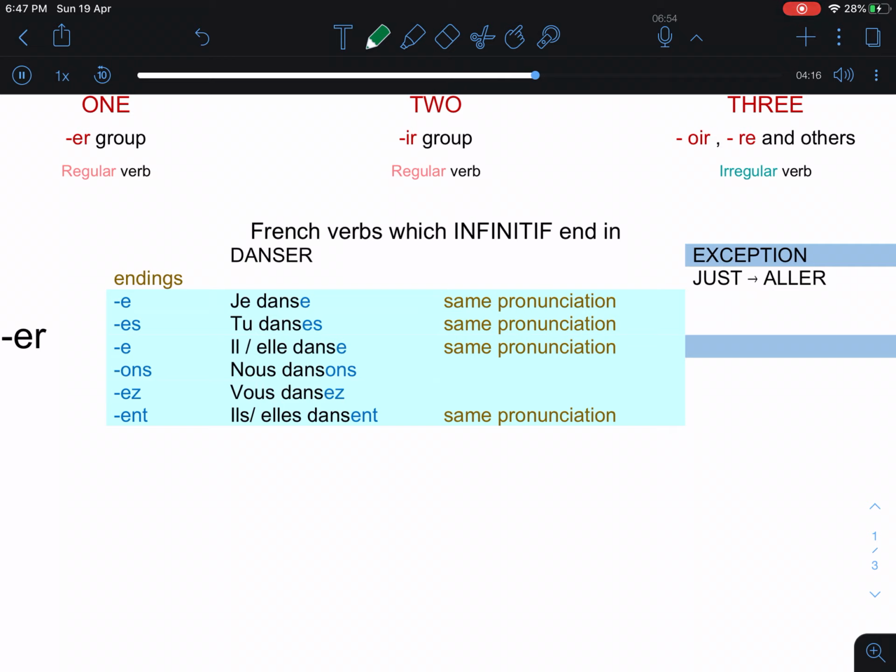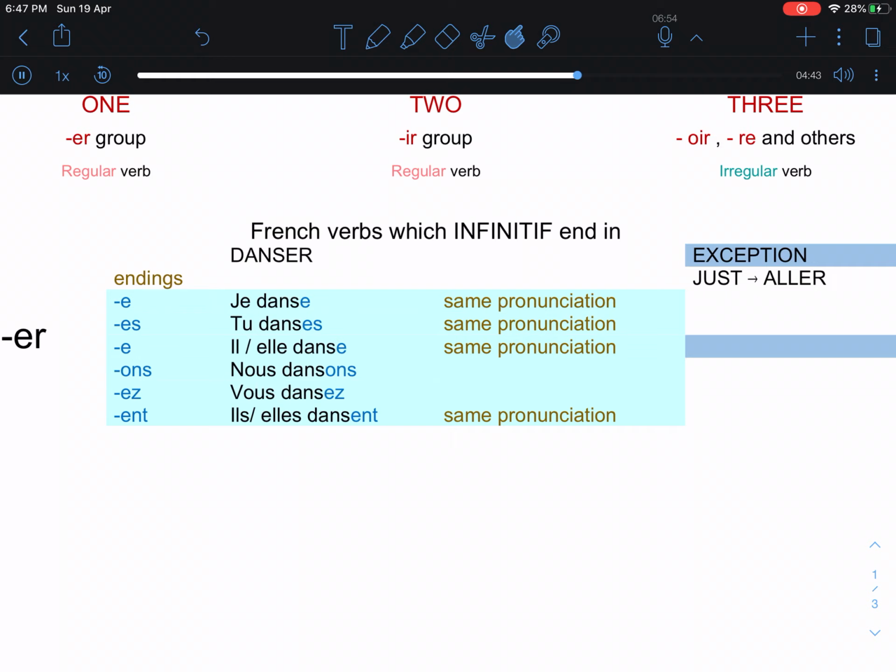Again, the first step is to take out the ER from infinitive. And next, put the pattern of endings that we have just learned. So here, we have je danse with E, tu danses with ES, il, elle danse with E, nous dansons with ONS, vous dansez with EZ, and ils, elles dansent with ENT.